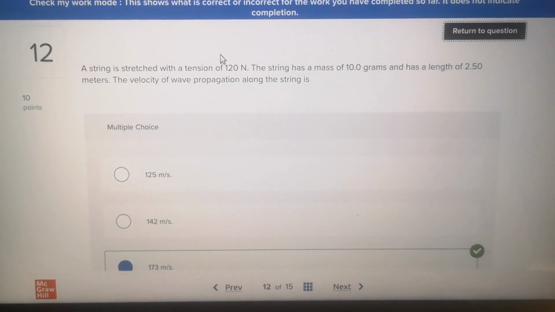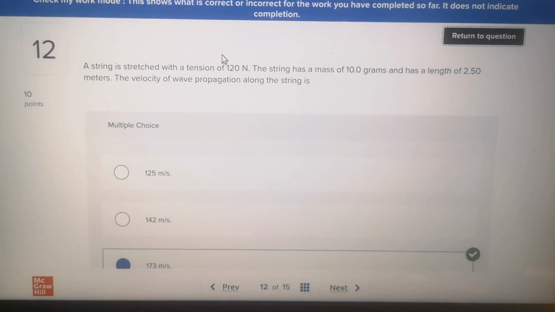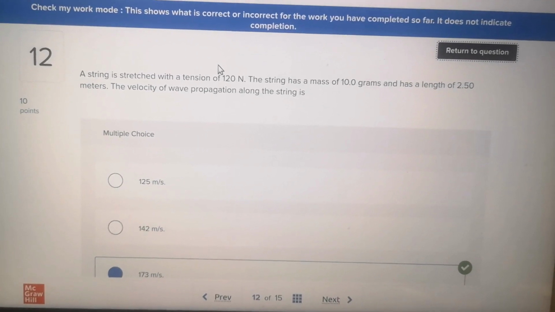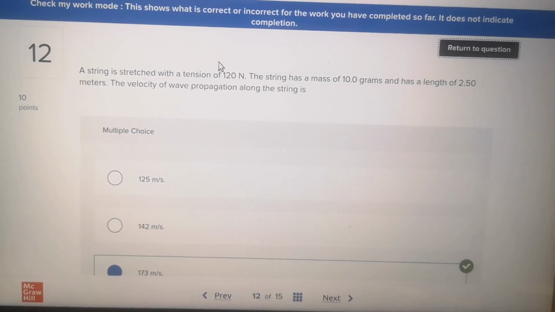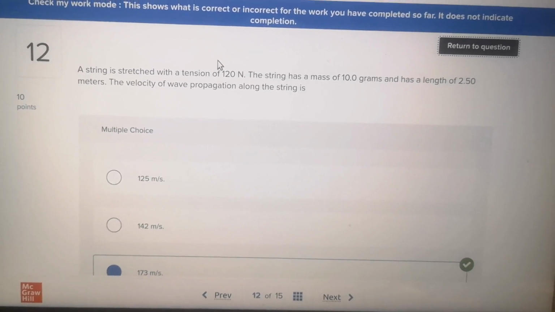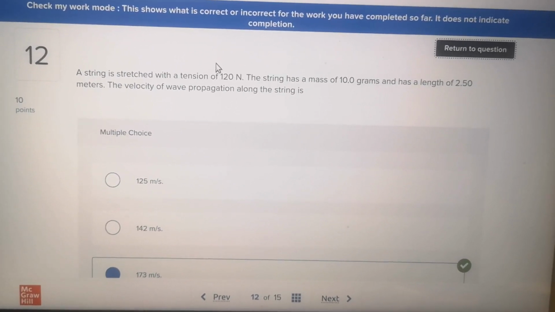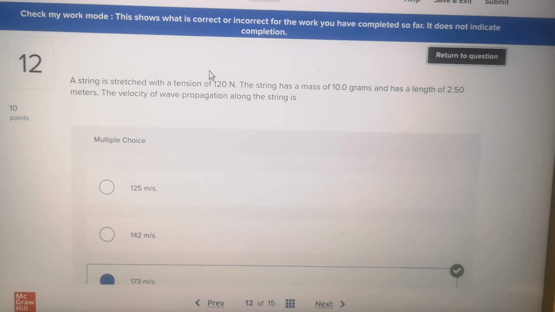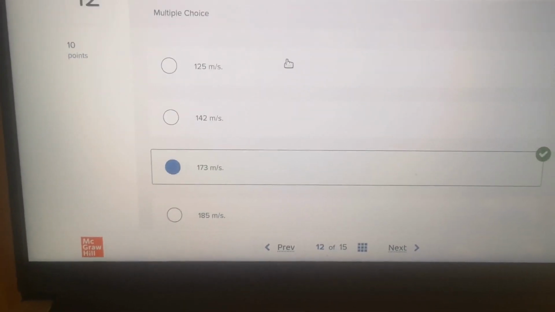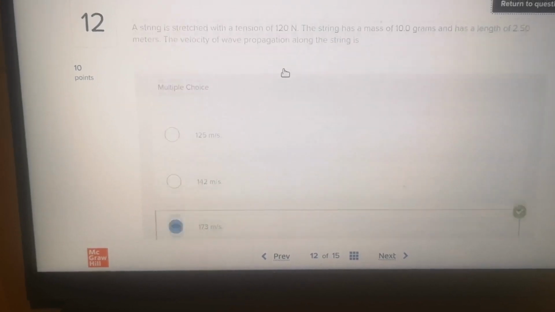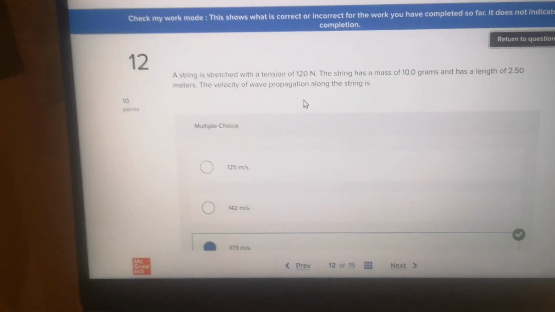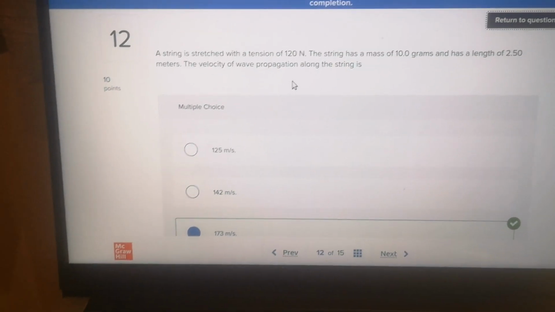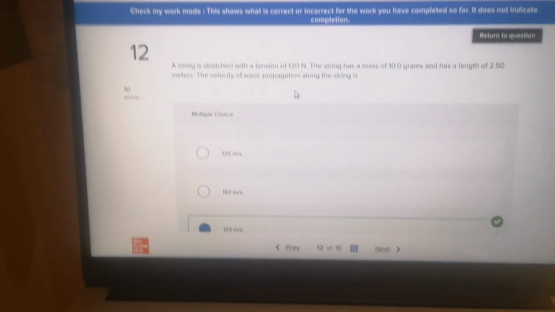Alright, moving on to question 12. A string is stretched with a tension of 120 newtons. The string has a mass of 10 grams and has a length of 2.5 meters. The velocity of wave propagation along the string is, then you're given a bunch of options and you gotta find the right option. Of course, this is a multiple choice which you can redo, so obviously you can just guess the answer, but if you care, here's how to solve it.